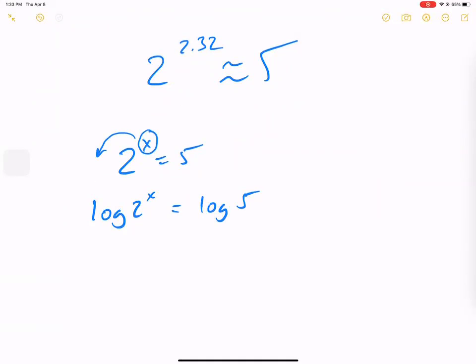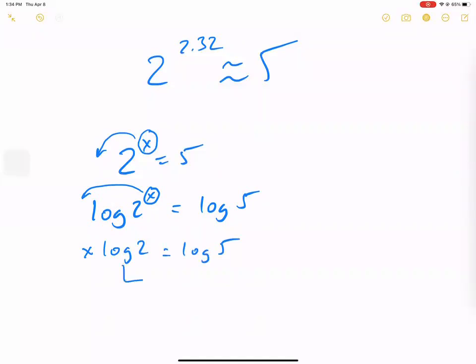Now, is this fair? Is this fair to do? And the answer for us is yes. I'm doing the same process to both sides here, and this is going to be okay. Now, we repeat, what do logs do to exponents? Remember how we said we needed to get that x as an exponent on the ground? Logs do that. It brings down the exponents to the front. X log of 2 is equal to log of 5.